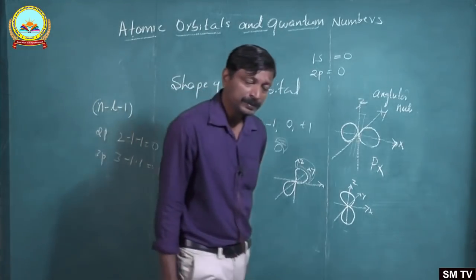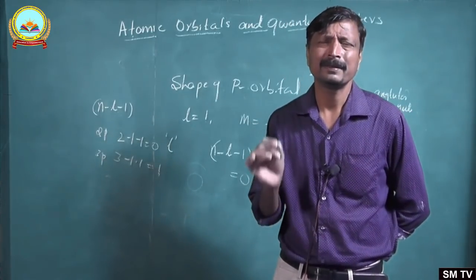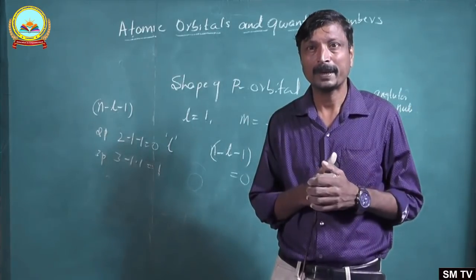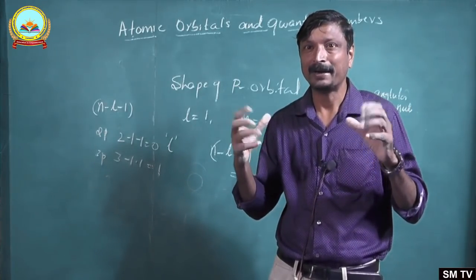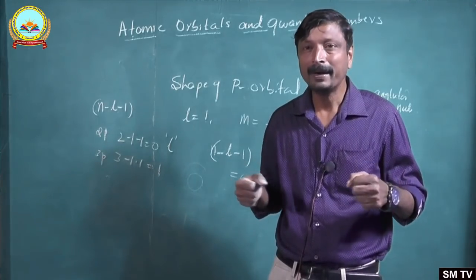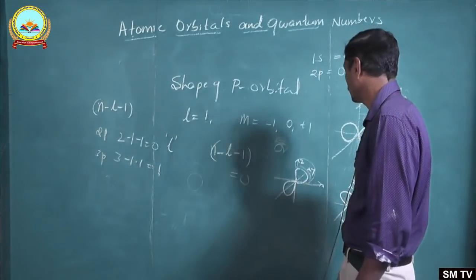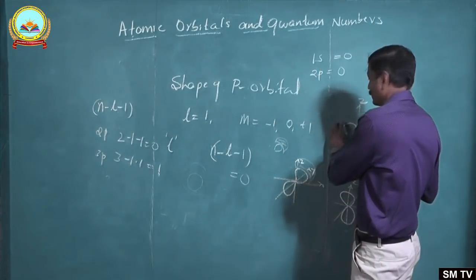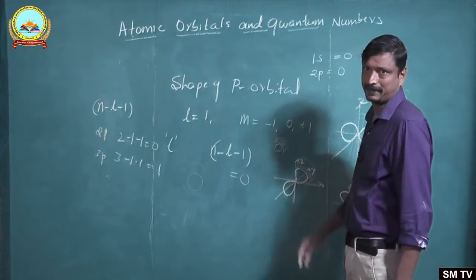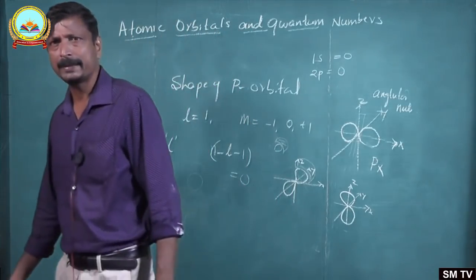So this is the shape of the p orbital. It has two lobes. It looks like a dumbbell, so it is also called a dumbbell shape. The two lobes are on either side of the nucleus. These are the 3p orbitals.